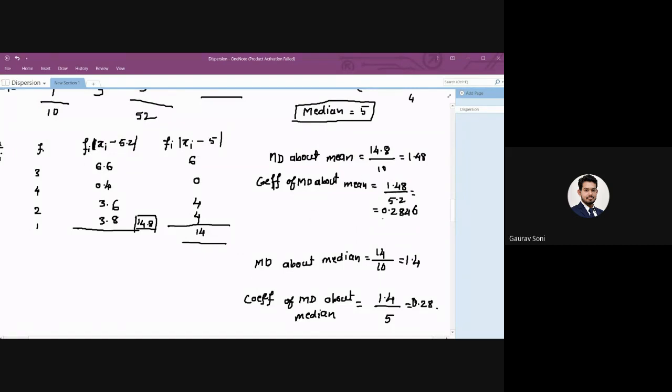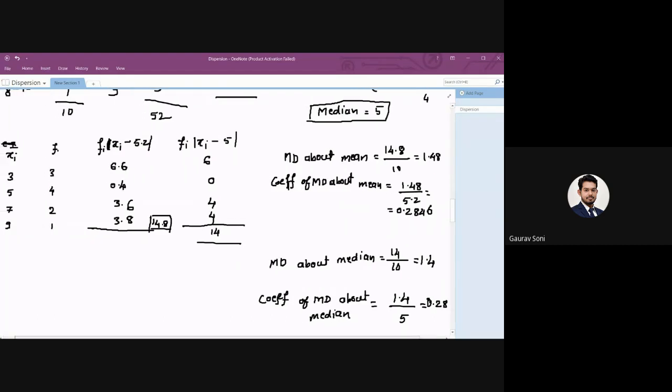Okay, so these are all the calculations. First of all, you should always verify what things you need to find out from the question. Accordingly, we should be able to make the columns, and then at last we'll be able to find the coefficient of mean deviation about whichever average we are calculating. Fine.